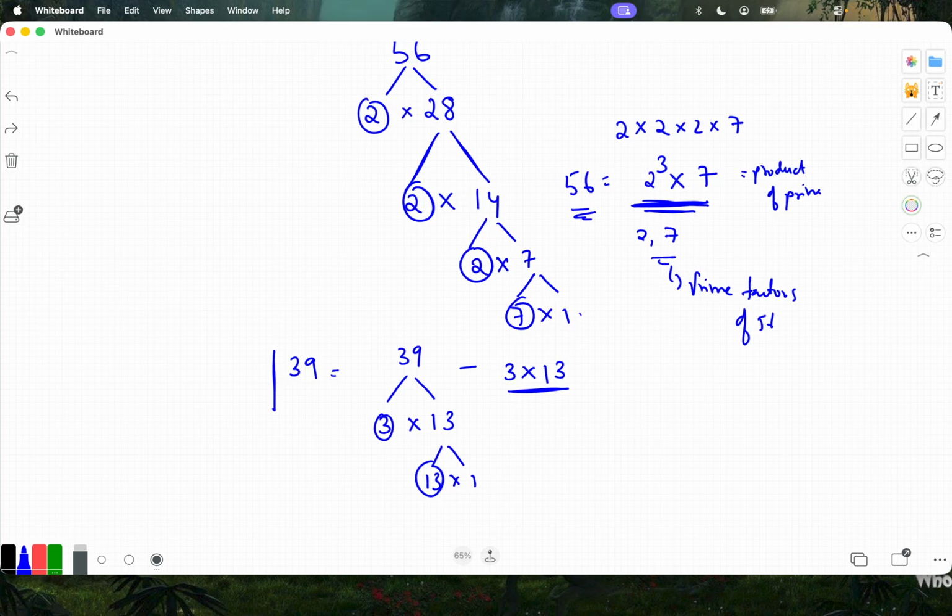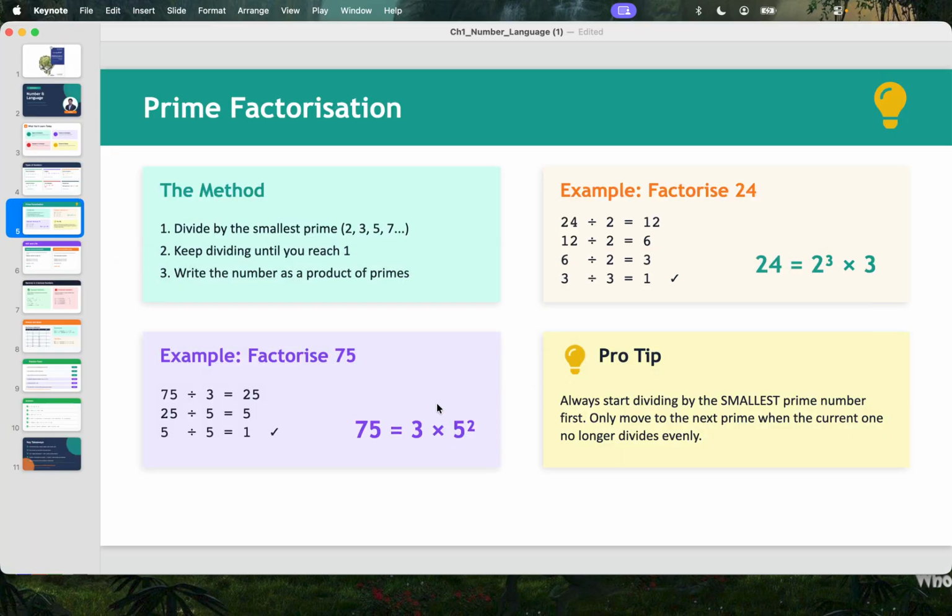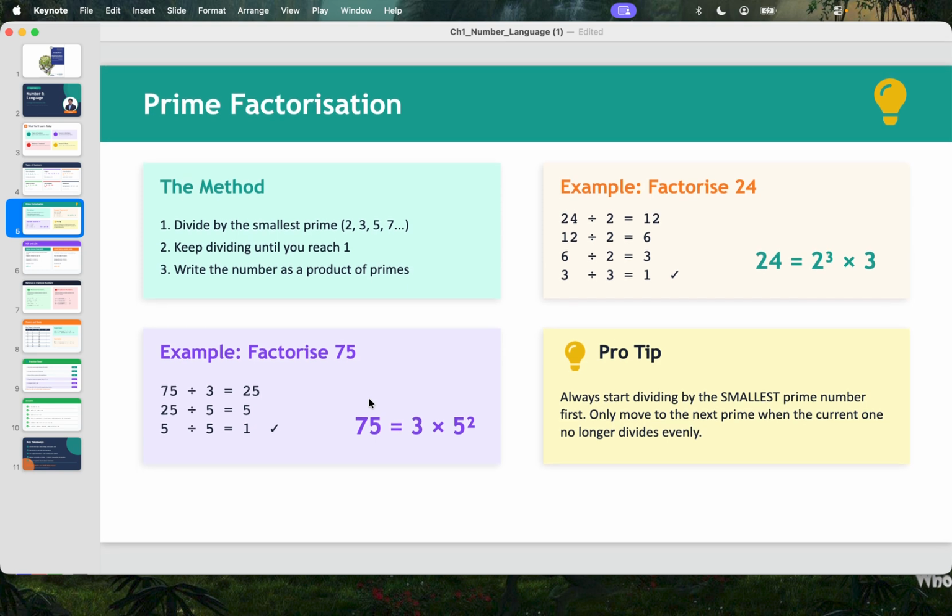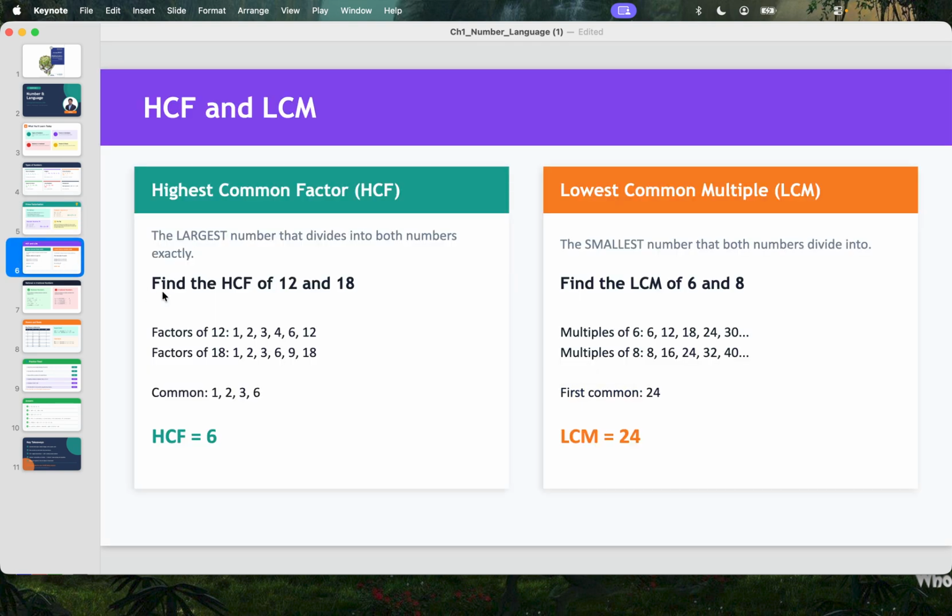Next we will go to our next topic, highest common factor and LCM, least common multiple. These are the next topics in our numbers chapter. Okay, so let's check what is highest common factor. What is highest common factor? So highest common factor is nothing but the largest number that divides into both numbers exactly.